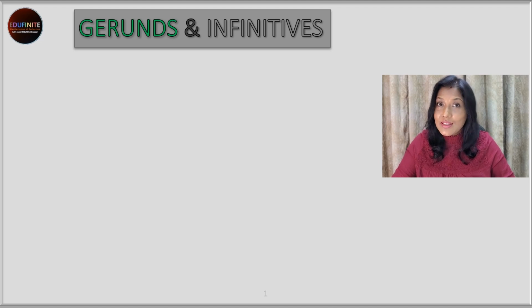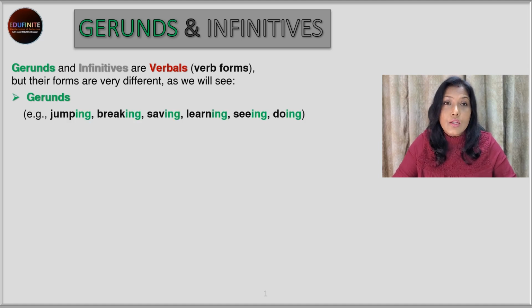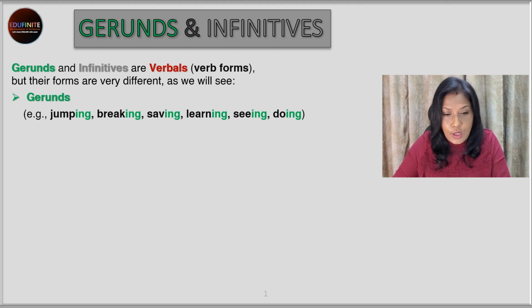Well, we'll discuss gerunds and infinitives. Gerunds and infinitives are verbals. That means they are verb forms, but their forms are very different, as we will see. Gerunds, how do they look? It's jumping, breaking, saving, learning, seeing, doing. That means the base verb plus ing. So that's the form of the gerunds.